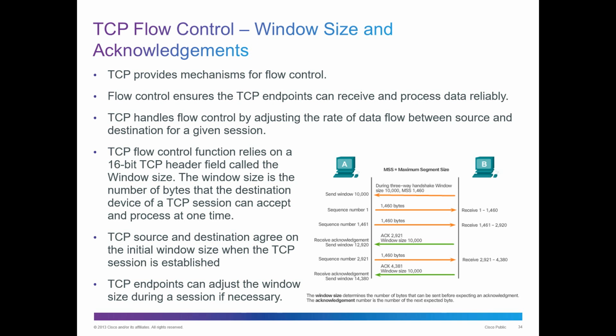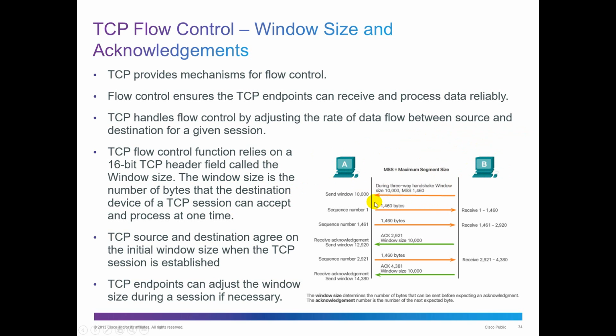All right, window size and acknowledgement. TCP provides mechanisms for flow control. One of them is window size. A window size determines how much data you can send to a recipient before receiving an acknowledgement of the data. So this window size is a number that is generated between the two hosts or the host and the server, whatever you have on each end of the communication.